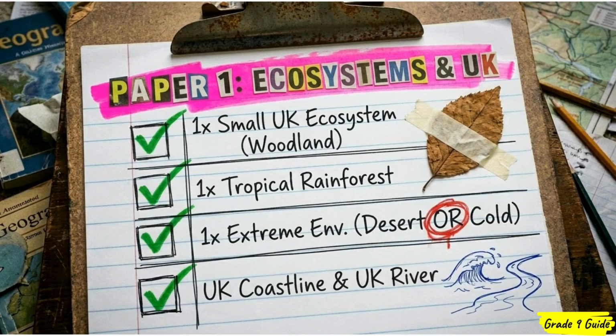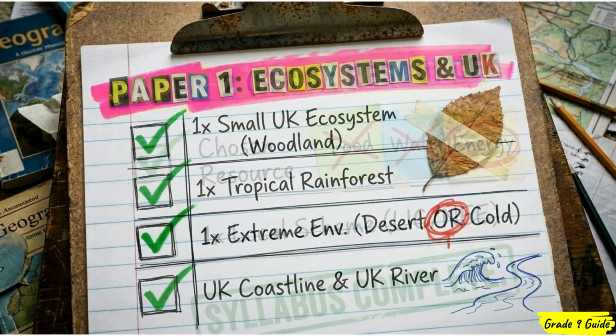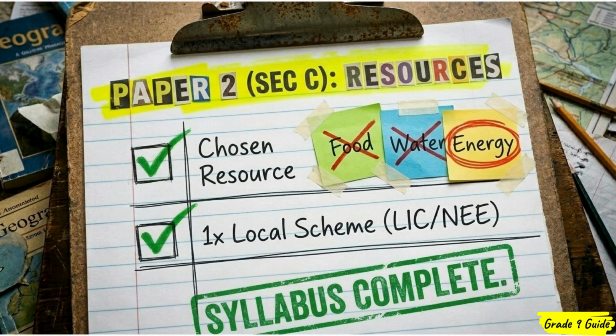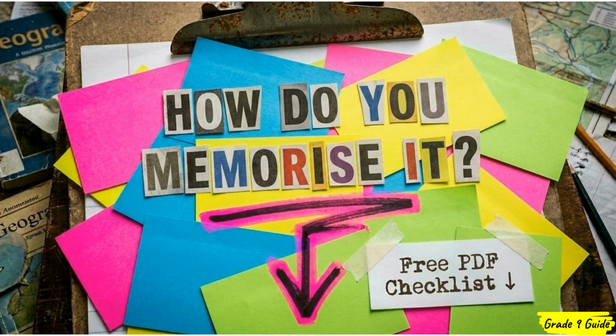For ecosystems, you need a small-scale UK ecosystem, like a local woodland, the tropical rainforest, and 1 extreme environment, either a hot desert or a cold environment. Then you need a UK coastline and a UK river. Finally, do not forget Paper 2, Section C, Resource Management. You only need to learn your chosen resource, food, water, or energy, and you must have a specific example of a local sustainable scheme in an LIC or NEE. That is it. That is the entire GCSE.